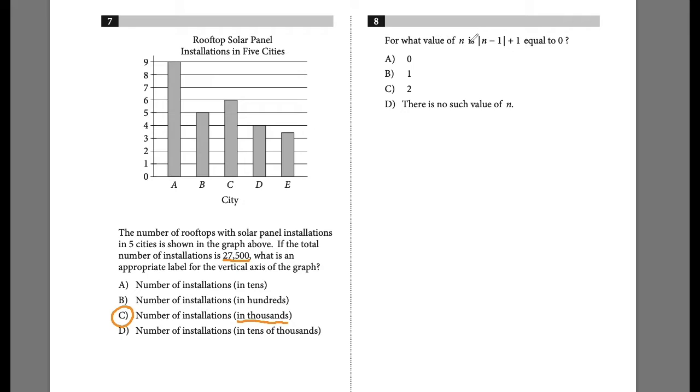Number 8. For what value of n is the absolute value of n minus 1, plus 1, equal to 0? If we consider the absolute value, the smallest number that this can be is 0. And then we're adding 1 to this. So the smallest possible value that we can get out of this expression is 1. So there's no value of n that we can come up with in order for this expression to be equal to 0. So the answer is going to be D.